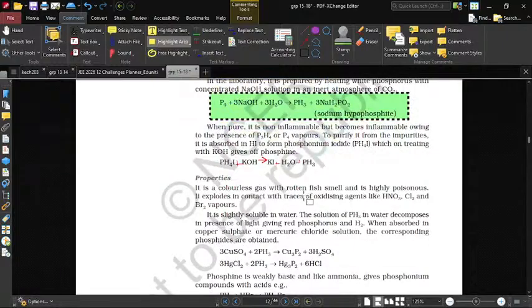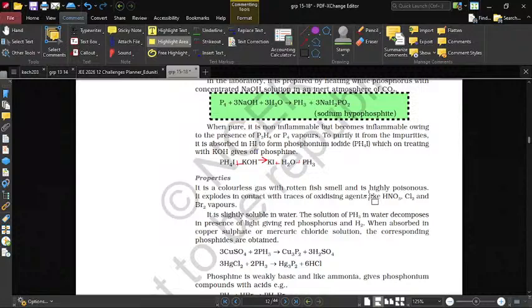Properties. It is a colorless gas with rotten fish smell and is highly poisonous. It explodes in contact with traces of oxidizing agents like HNO3, Cl2 and Br2 vapor. It is slightly soluble in water.